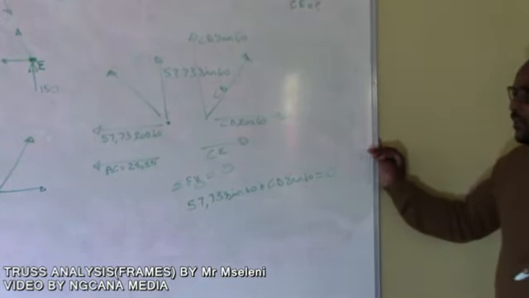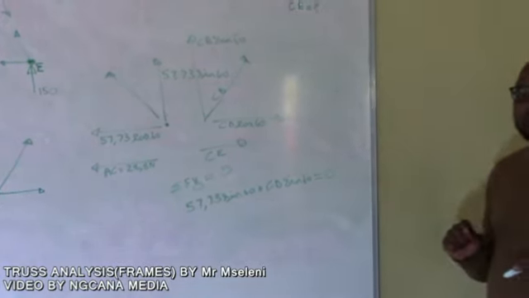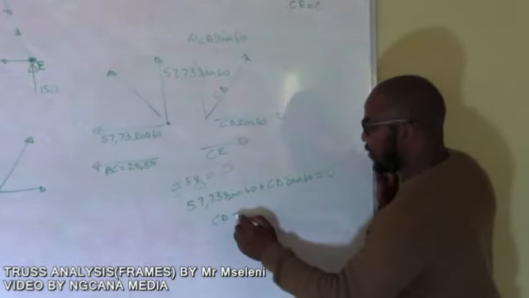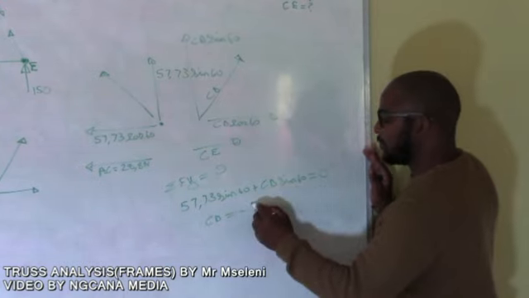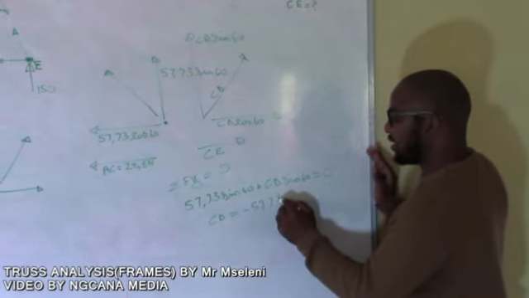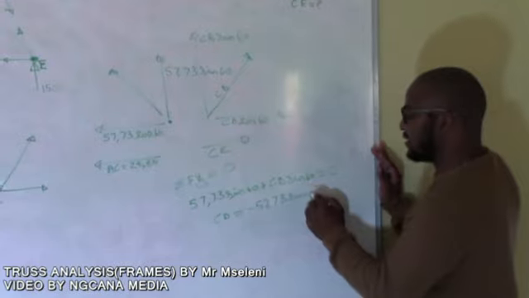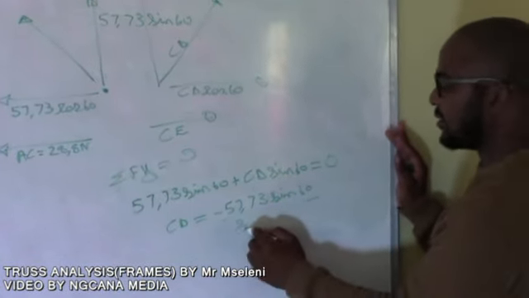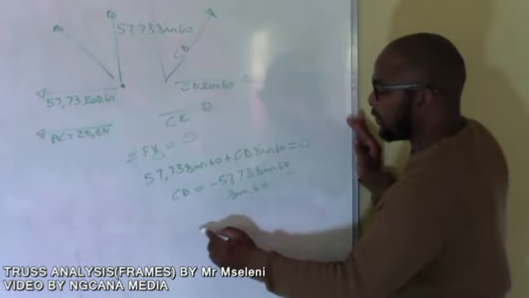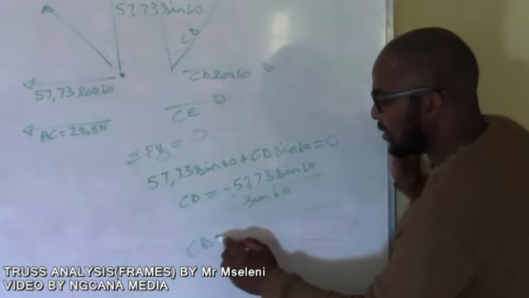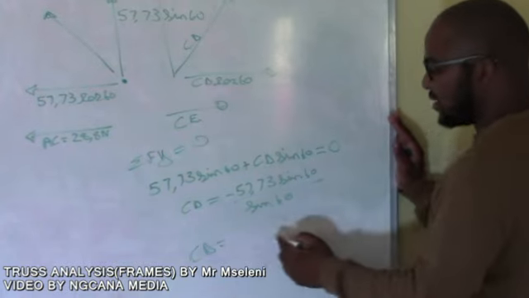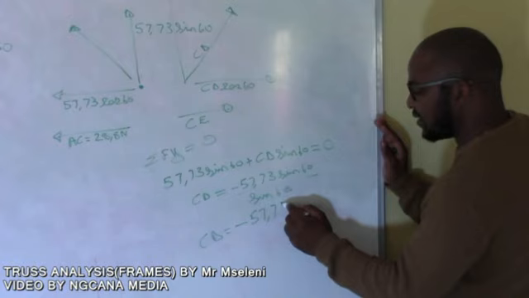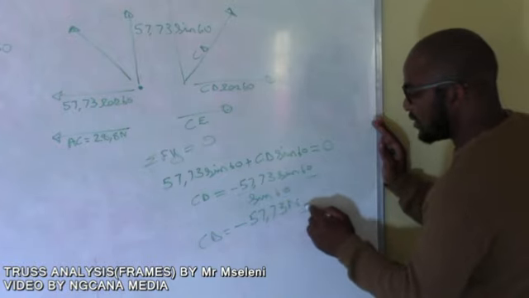And thereafter, you can see that you've got only one unknown, which will give you your CD equals negative 57.73 sine 60 divided by sine 60. Therefore, you get your CD equals negative 57.73 newtons. That is your answer.